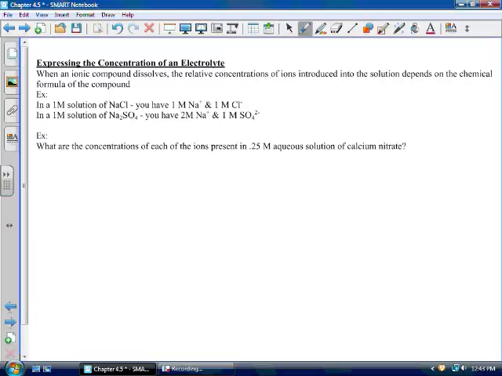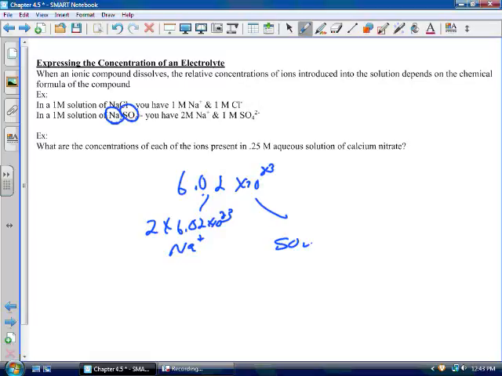Sodium sulfate, however, has a different perspective. If I take a 1 molar sodium sulfate solution and I dissolve that in water, when it breaks apart, sodium sulfate is going to generate 2 particles of sodium for every 1 sulfate. So if I have 1 mole's worth, or 6.02 times 10 to the 23rd particles of sodium sulfate, when I put that in, it's going to break apart. And for every 1 of these, I'm going to generate 2 times that number of sodium ions, and I'm still going to have that number of sulfate ions.